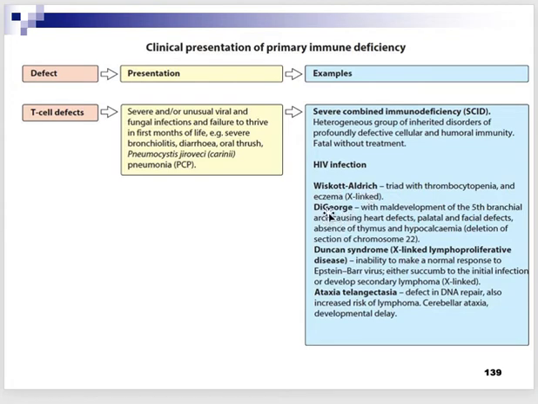One is SCID, severe combined immunodeficiency. HIV infection, it could be Wiskott-Aldrich, it could be DiGeorge syndrome. DiGeorge is the one I was talking about in the previous lecture on chromosomal and genetic abnormalities. It occurs when there is a small deletion in chromosome number 22, which is also called CATCH-22, and CATCH basically involves cardiac and other abnormalities. Then Duncan syndrome or ataxia telangiectasia.